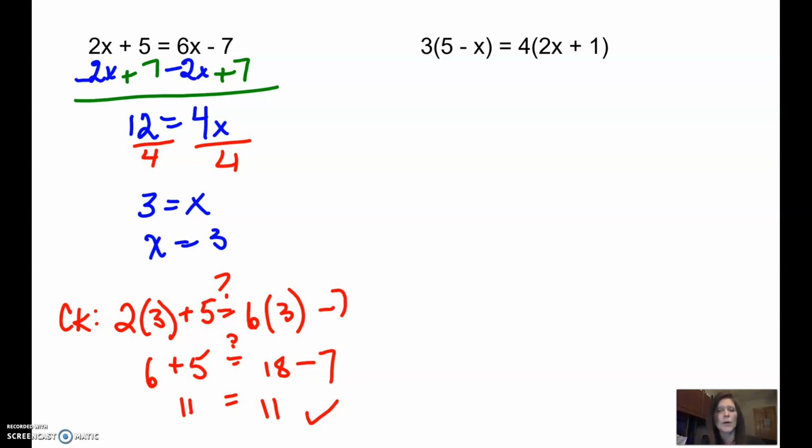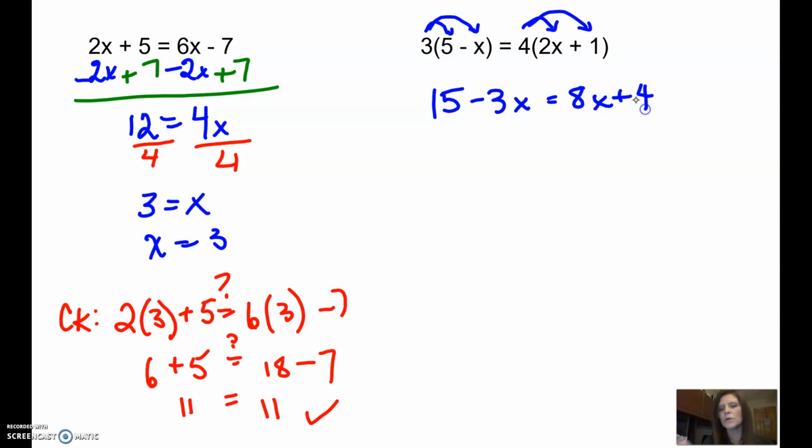This one is going to require a little bit of simplifying. I have 3 times the quantity of 5 minus x equal to 4 times the quantity of 2x plus 1. We know that when you have a number right in front of a parenthesis, that means we distribute, multiply to everything inside the parenthesis. So we're going to do that on both sides. On the left, we'll get 15 minus 3x. On the right, we're going to get 8x plus 4. All right, now pause it here for a moment and see if you can finish this problem.